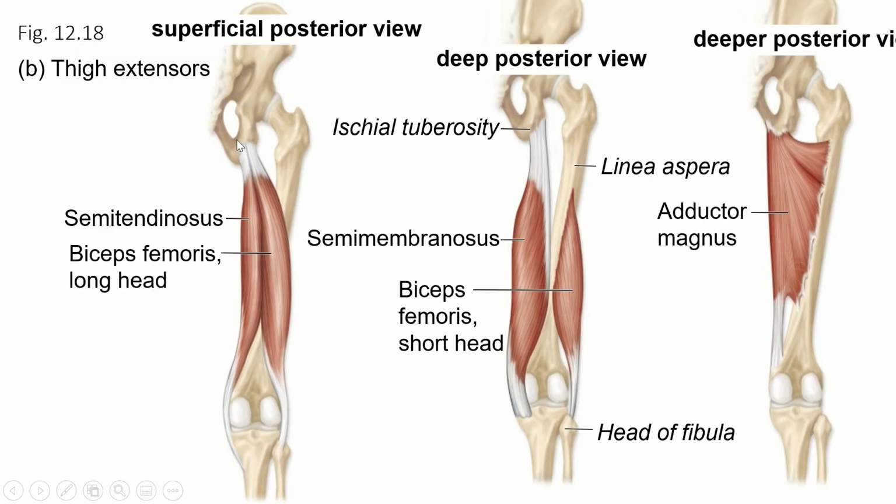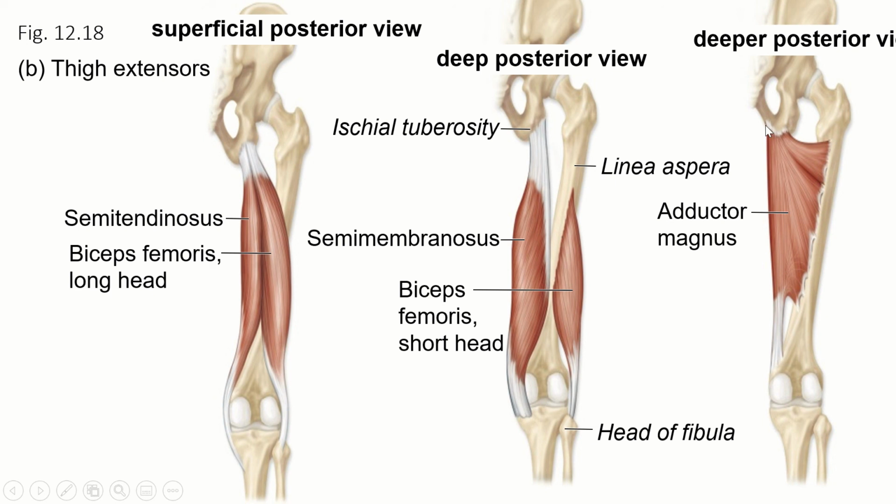So here's the superficial view. We have the semitendinosus and the long head of the biceps femoris. Here's deep, we have the semimembranosus, and then the short head of the biceps femoris. And notice that all 3 of these originate on that ischial tuberosity. Okay, so that's the hamstring.